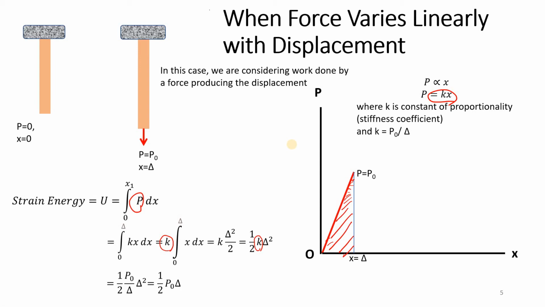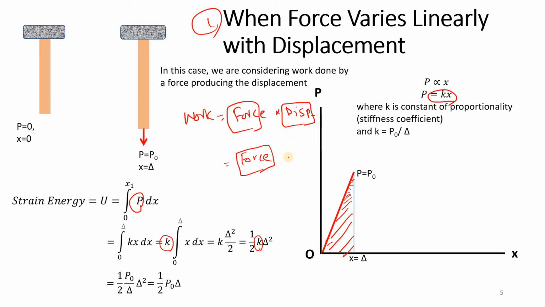Keep in mind that work is defined as force times displacement. The general equation is work equal to force times displacement. Sometimes this displacement is produced by this force, as we have seen in this first scenario, which is the first case that we have discussed. In some other cases, as we are going to see on the next slide, this displacement may be produced by some other force. So this displacement may not be produced by the force that we are considering.